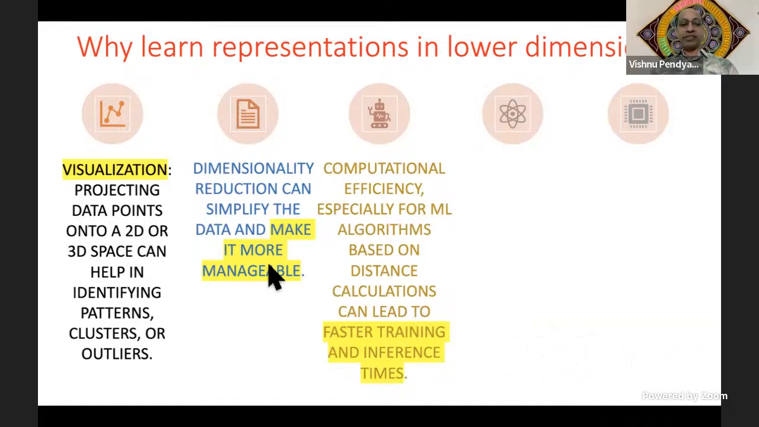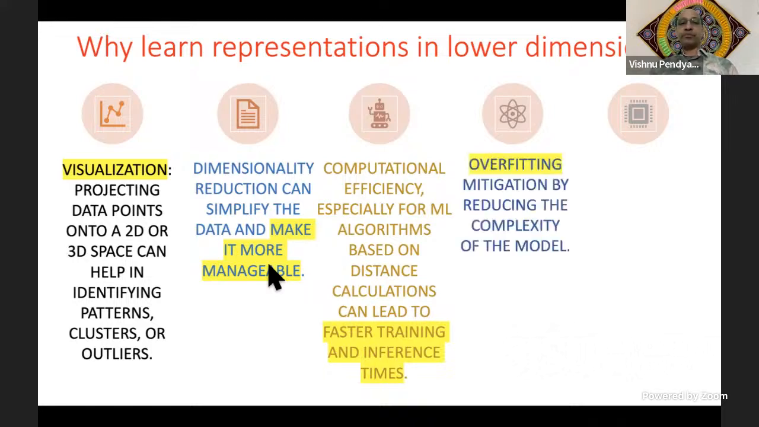And then computational efficiency, right? The more the number of columns, the more the difficulties in terms of computing with that data. So reducing dimensions will make the training faster, and the inference times will also go down. There's another major problem with machine learning called overfitting. In high dimensional spaces, because of the sparsity of data, models may find complex decision boundaries to fit the training data precisely. So that is the idea of overfitting.